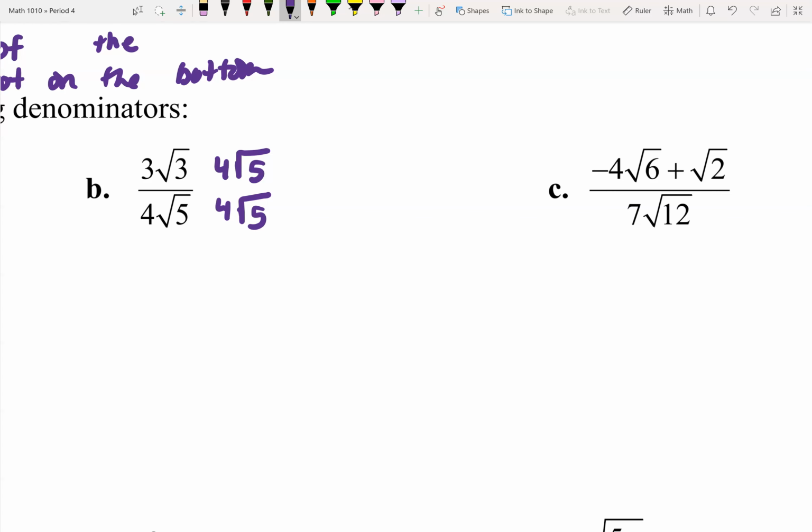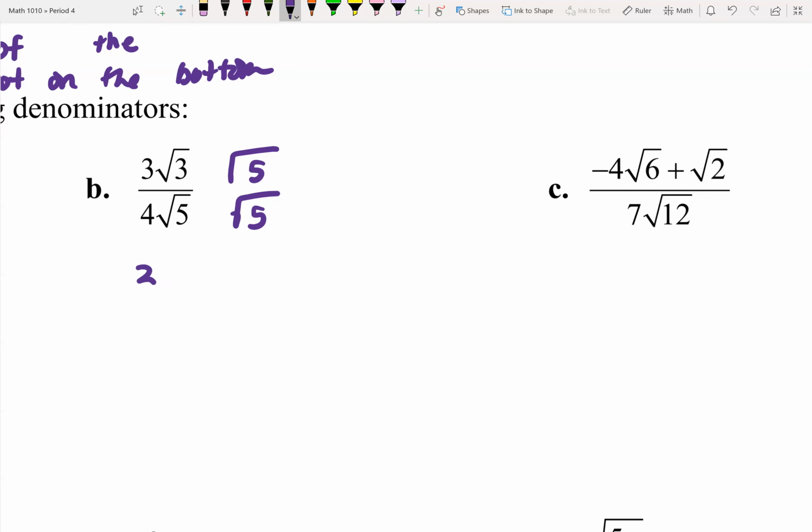Yeah, the 4 is fine. Who cares that you have a 4 on the bottom? It's the square root of 5 that's the problem. So just multiply top and bottom by the square root of 5. If you did include the 4, you'd still get it right. Your numbers would just be really big and you'd have to reduce them.